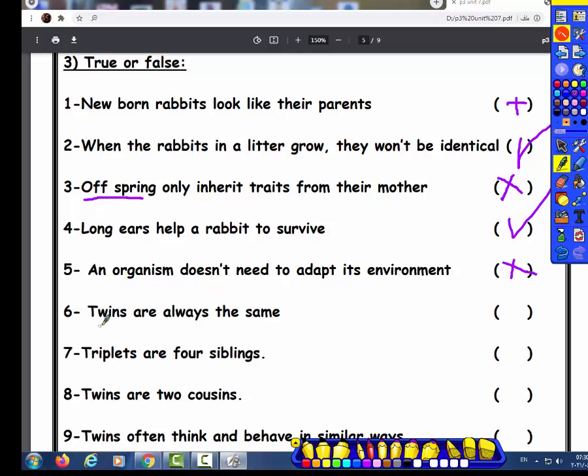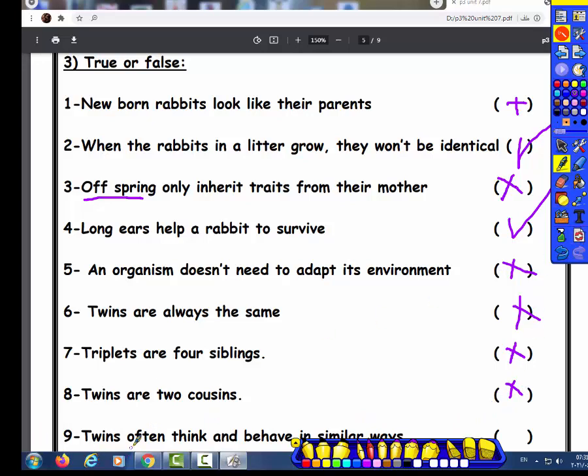Number 6, twins are all the same. Twins are all the same? No, we have two kinds of twins, identical twins and non-identical twins. So that's wrong. Number 7, triplets are 4 siblings. No, that's wrong. Triplets means 3 children born at the same time. Number 8, twins are 2 cousins. No, twins are 2 siblings. Twins are 2 siblings, not cousins.